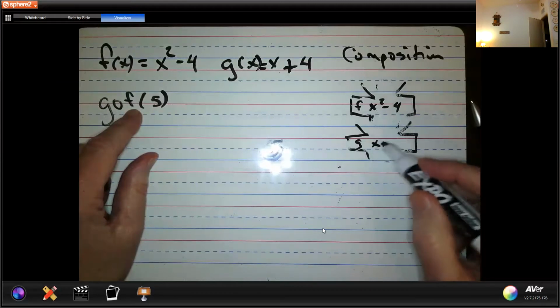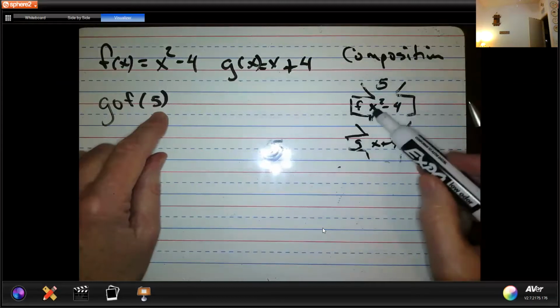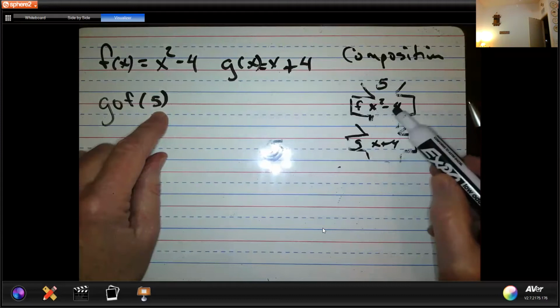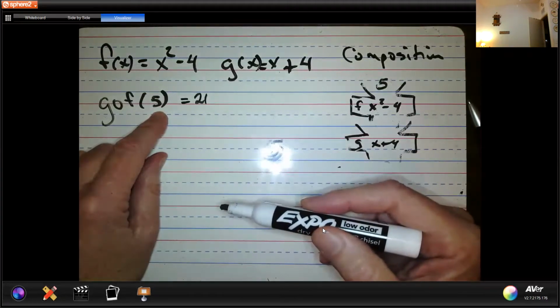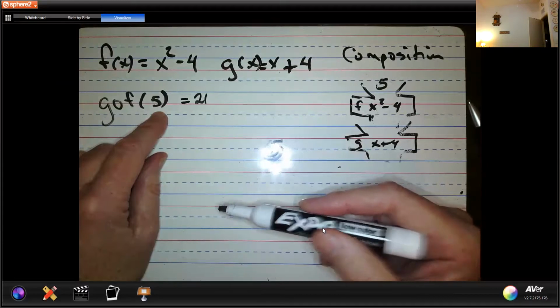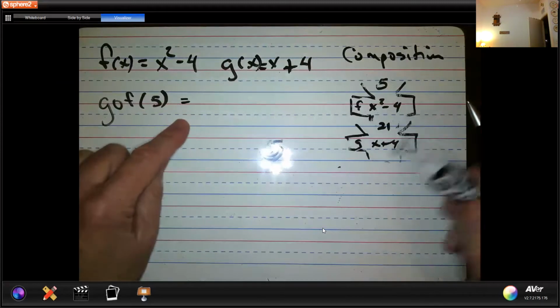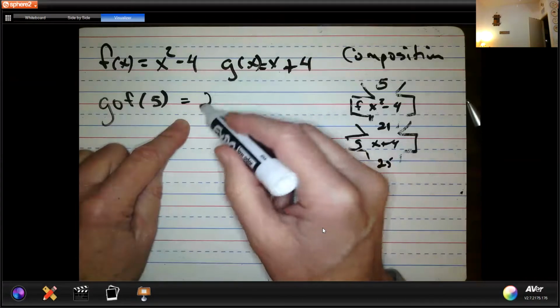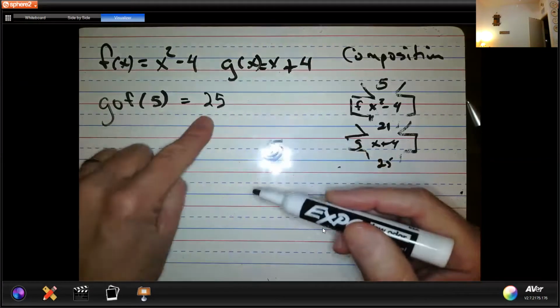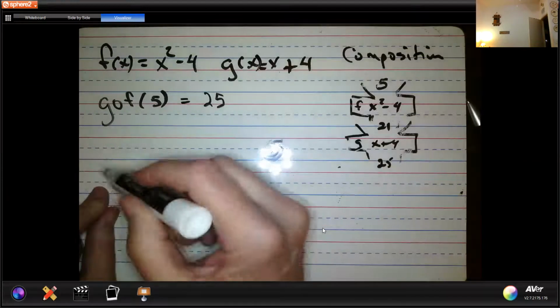So this is x plus 4. So if I put 5 in here, I'm going to get 25 minus 4. Well, that's 21, right? Boom. This is 21 right here, not over there. 21, and then 21 plus 4. Hey, that's 25. 25 is the answer to the question. When 5 goes in, 25 comes out.